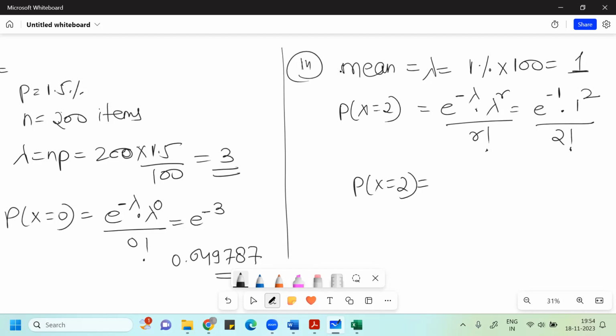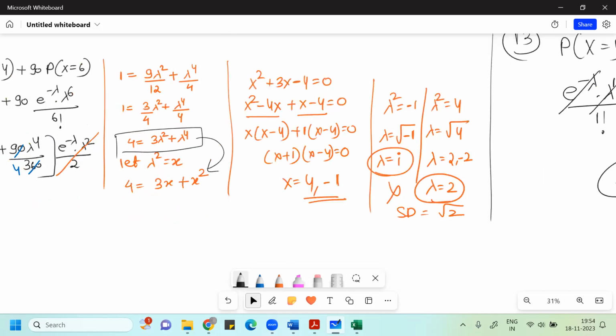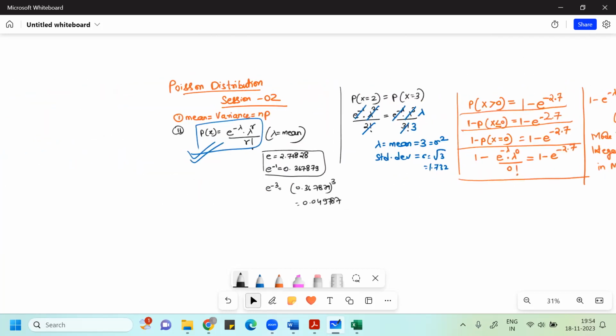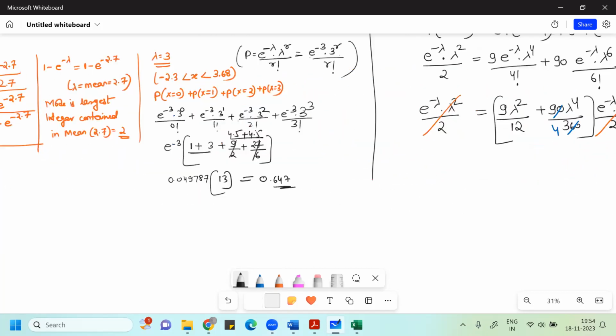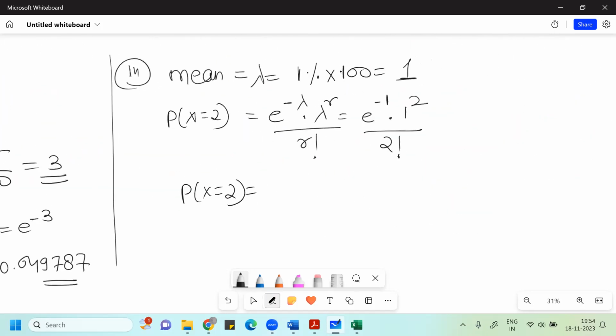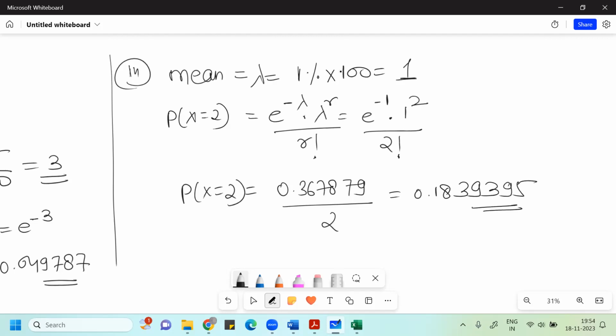E to the power minus 1, you know already now, 0.367879 if I'm not wrong. 1 square is 1, so 1 by 2 of that. So this would be 0.1839395.